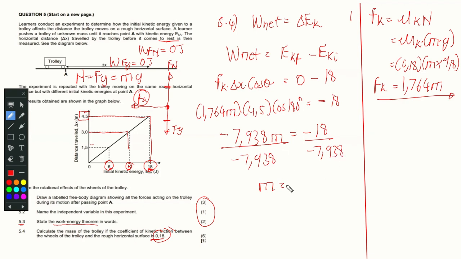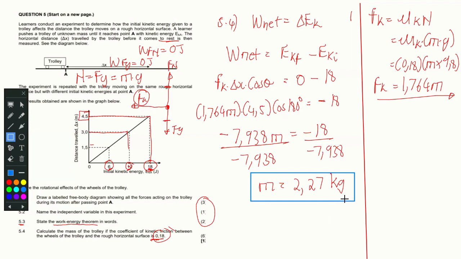This is going to give me, to 2 decimal places, 2.27 kg. Note that the SI unit for mass in physics is kg. Paper 1, it's in kg. Paper 2, it's in grams, right? So, okay, that's it. 2.27 kilograms. And that's how you could have got those 6 marks.